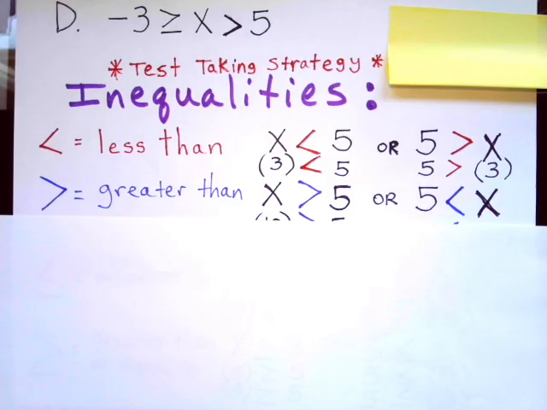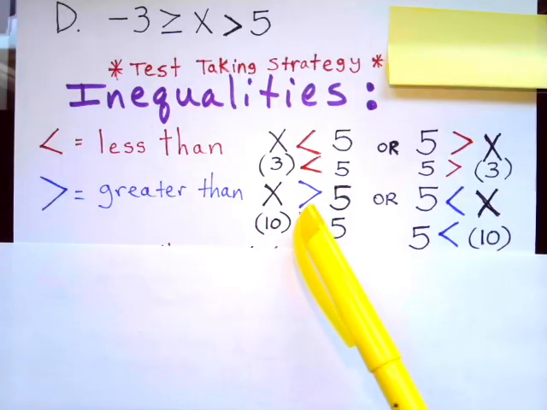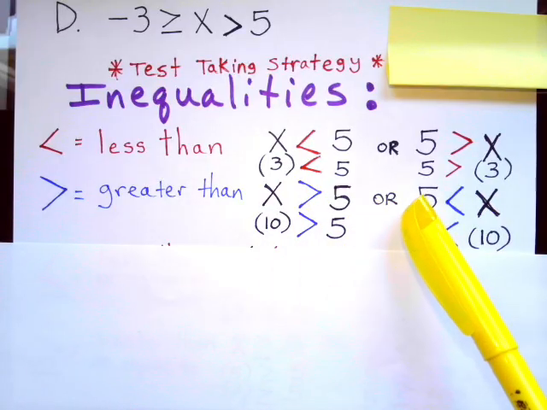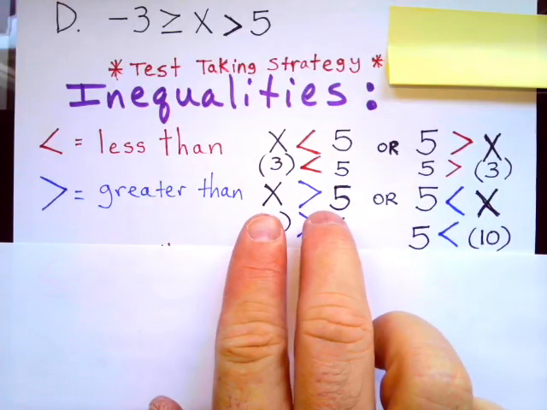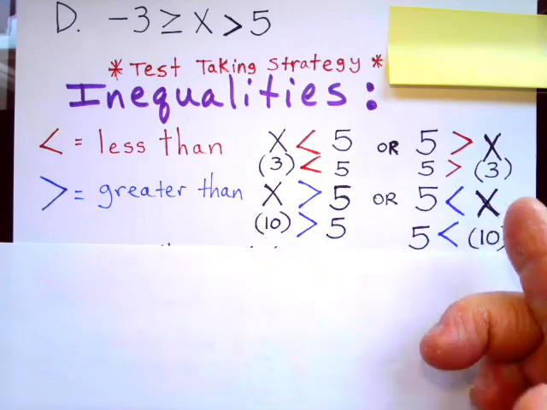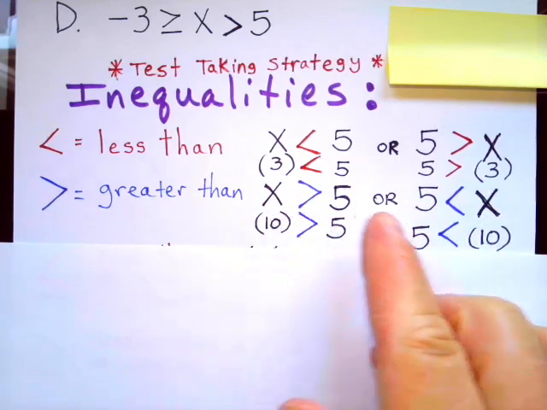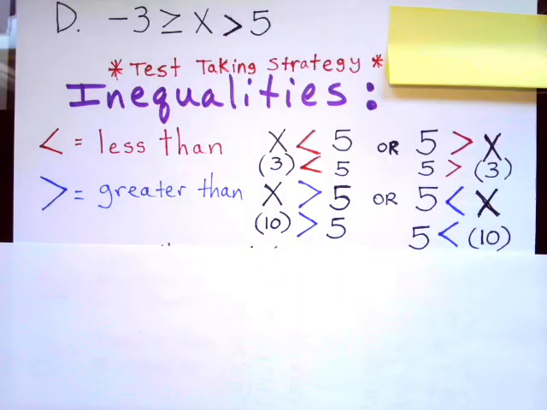Here's the greater than symbol. When it points to the right, that means greater than. So x is greater than 5, or 5 is less than x. If I took that x greater than 5 and flipped it, you can see how that x would end up on the right side. The inequality is now pointing in the opposite direction. That 5 stays where it is.